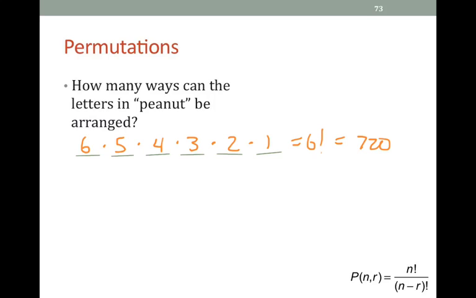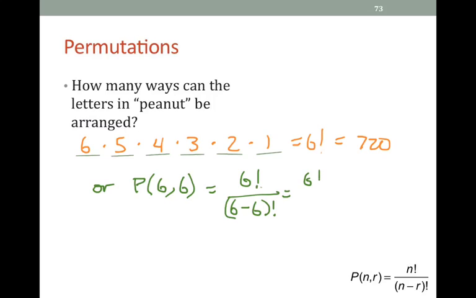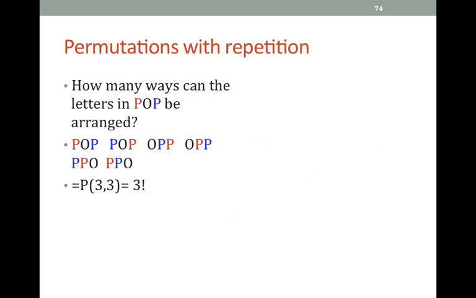How can we write that, though, in permutation form? Well, this is the same thing as the permutation of 6 items, there's 6 letters, taken 6 at a time. So we get 6 factorial over 6 minus 6 factorial. Well, that's kind of weird because 6 minus 6 is 0, and you think, uh-oh, 0 in the denominator. But no, because 0 factorial is defined as 1. So we can say that is 6 factorial over 1, which is 6 factorial or 720. So you can use a permutation to solve problems where you have word arrangements.